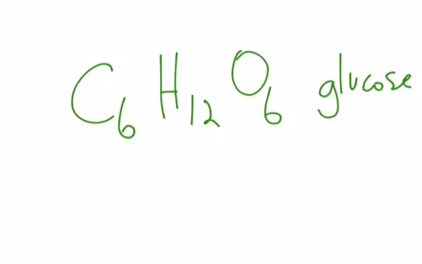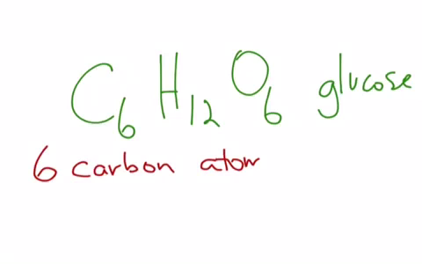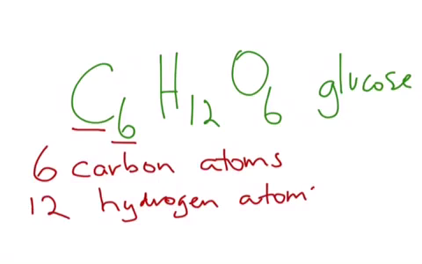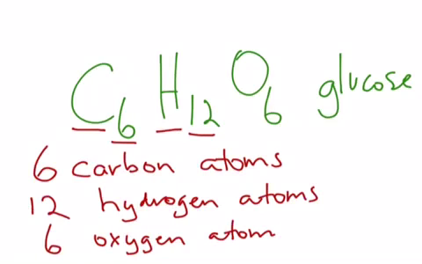Hopefully you will have decided that in one molecule of glucose there are 6 carbon atoms, represented here by C for carbon, 6 down on its lower right hand corner, that there are 12 hydrogen atoms, represented here by capital H for hydrogen with 12 in its lower right hand corner, and 6 oxygen atoms, represented here by capital O for oxygen with 6 in the lower right hand corner.